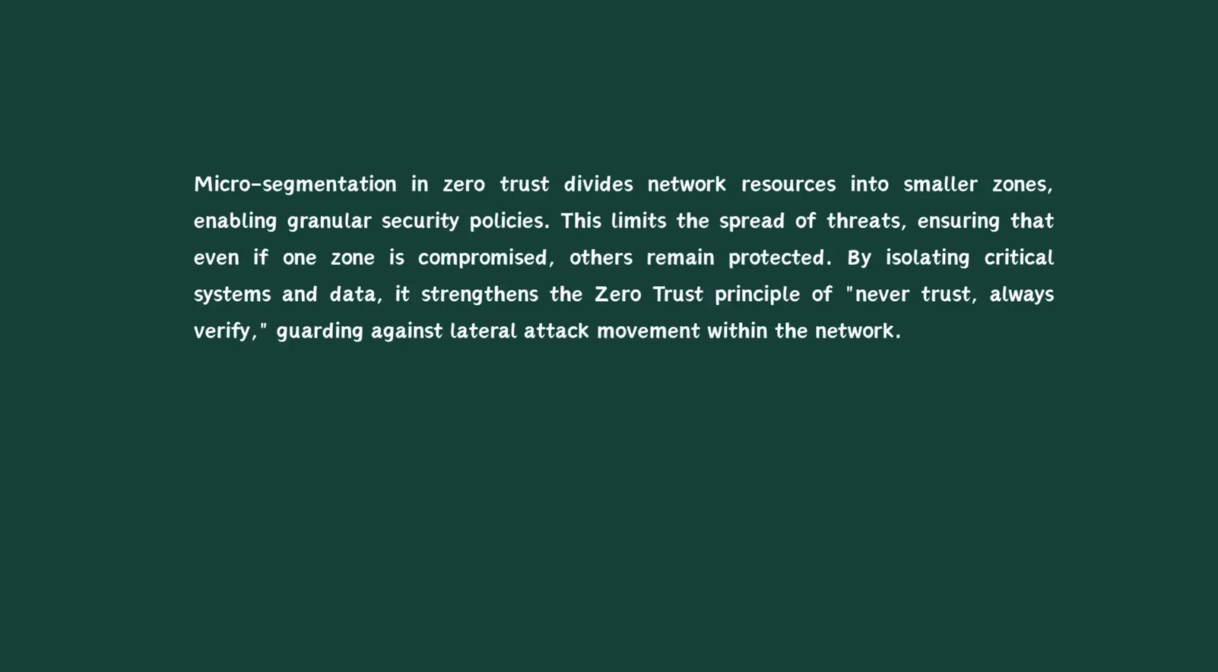Microsegmentation in Zero Trust divides network resources into smaller zones, enabling granular security policies. This limits the spread of threats, ensuring that even if one zone is compromised, others remain protected. By isolating critical systems and data, it strengthens the Zero Trust principle of never trust, always verify, guarding against lateral attack movement within the network.